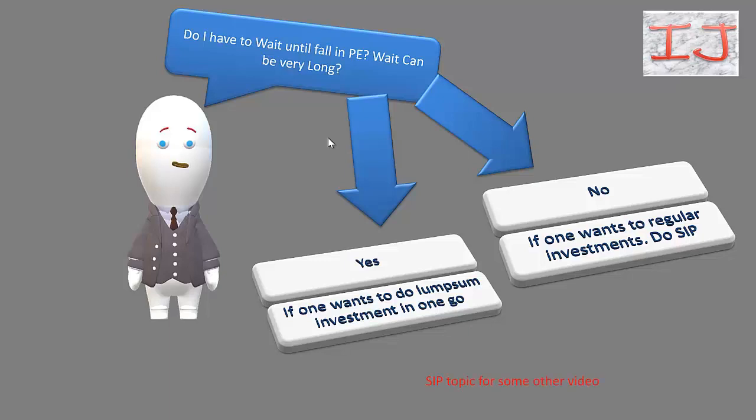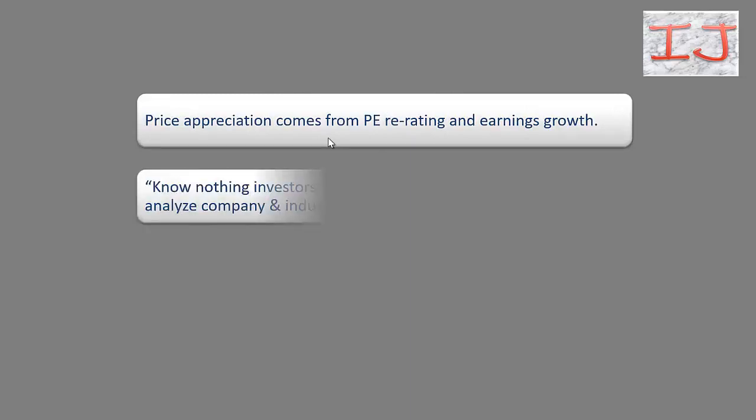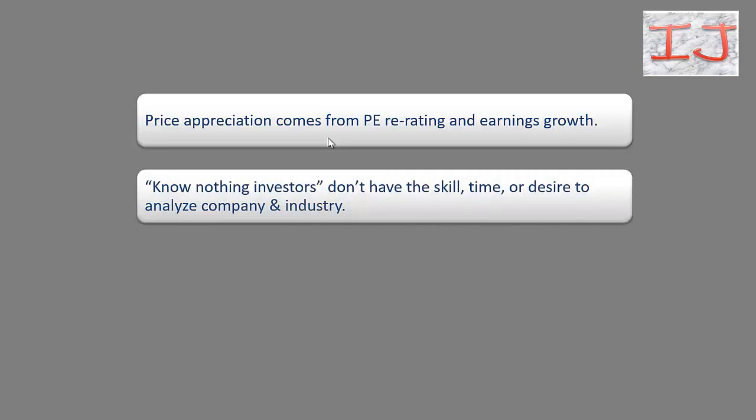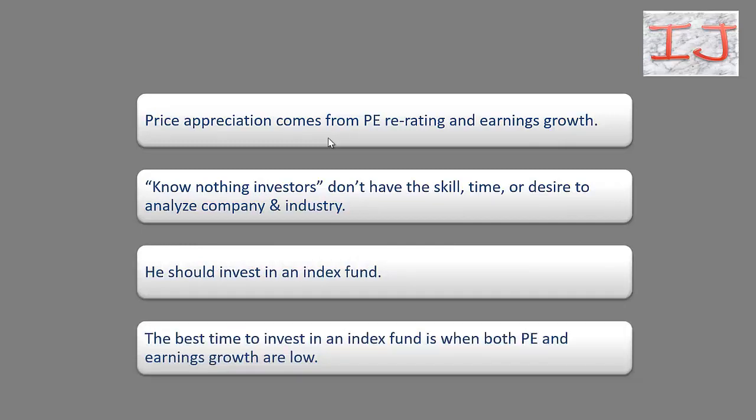To summarize, price appreciation comes from PE re-rating and earnings growth. For a know-nothing investor, it is not easy to identify the individual company where both PE re-rating and earnings growth can be achieved. So, one who doesn't want to or doesn't have time to analyze companies and industries should invest in a broad index fund. And the best time to invest in an index fund is when both PE and earnings growth are at their low level.